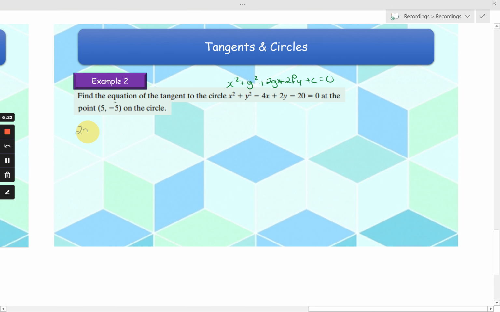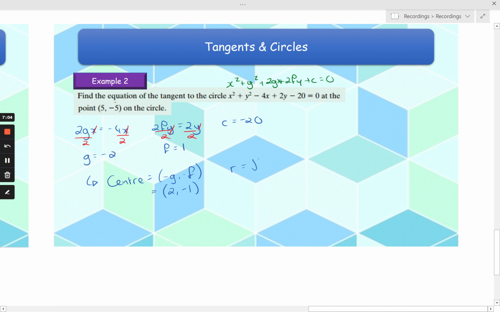So I can see here again that 2gx is going to be equal to minus 4x, 2fy is going to be equal to 2y, and c is going to be equal to minus 20. Again, I'm going to divide, so my x's cancel, I divide both sides by 2, my y's cancel, I divide both sides by 2. So I get g is equal to minus 2, and f is equal to 1, and c is still equal to minus 20. So from page 19 again in my log tables, I know my centre is minus g, minus f. So I can see that my centre here is going to be a minus by a minus is a plus 2, and a minus by a plus is a minus 1.